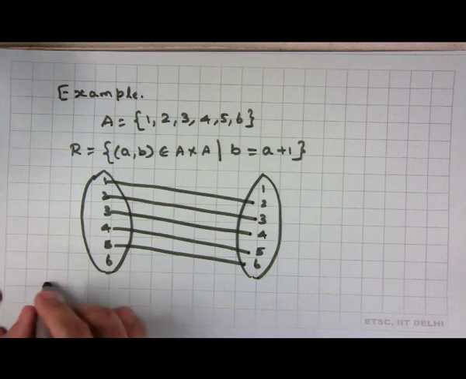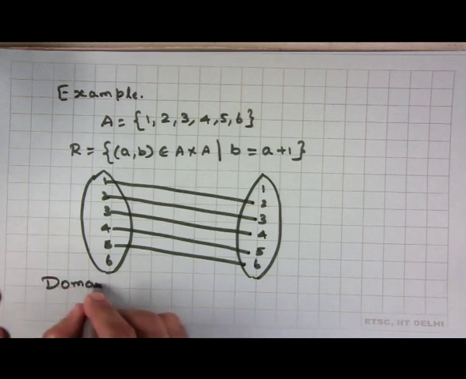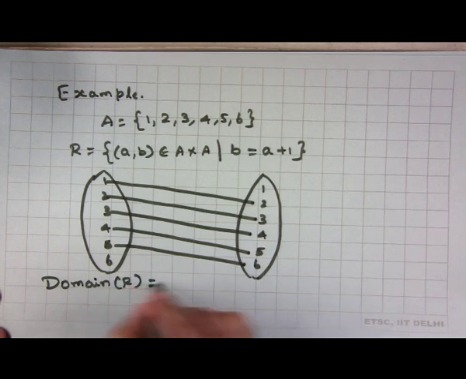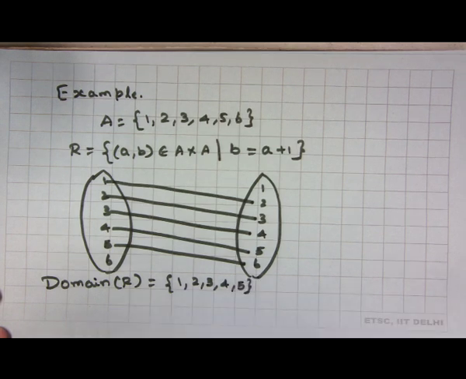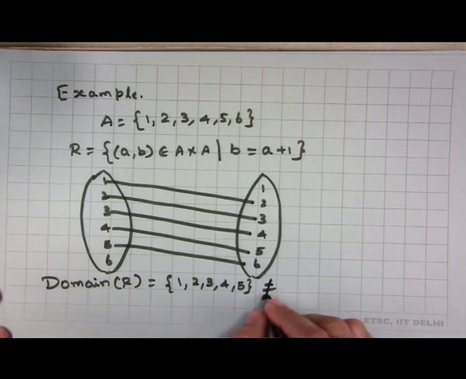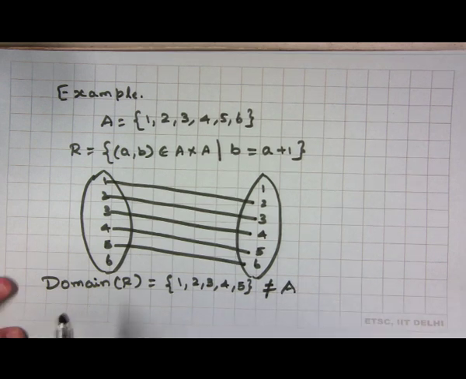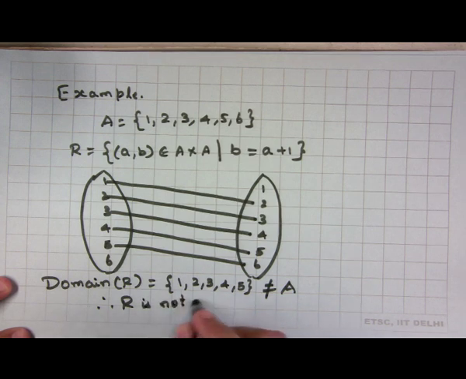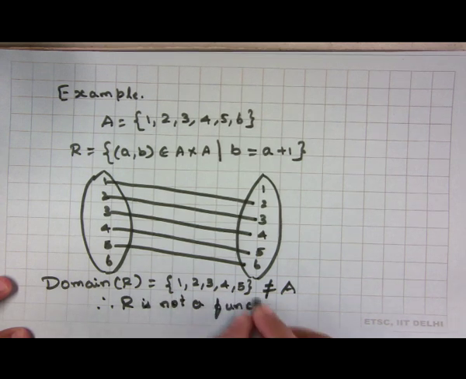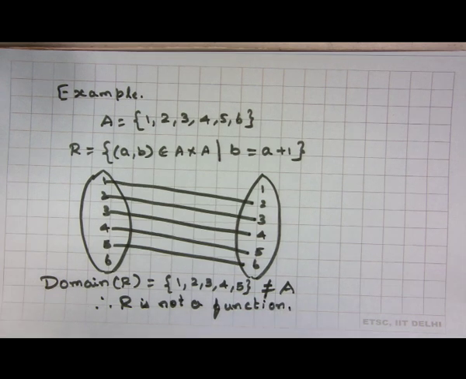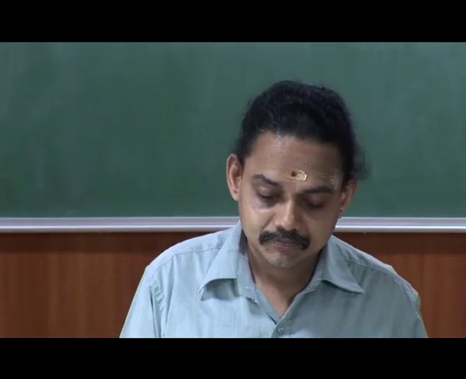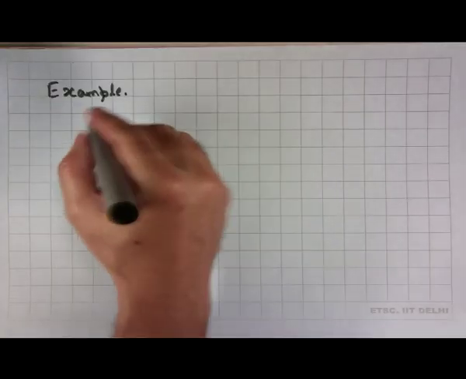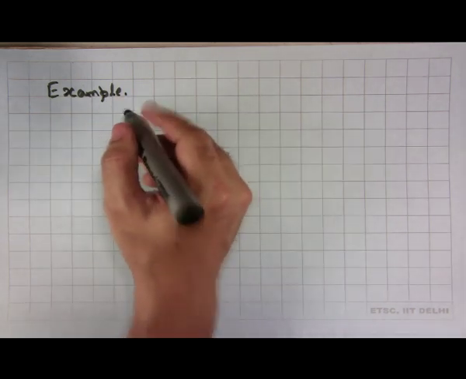Now, notice that the domain of R in this case is only 1, 2, 3, 4 and 5, which is not equal to the whole space A. Therefore, R is not a function. Now, let us try to write down one example of a function. Again, we had one of our examples, let us try to look at the other way.